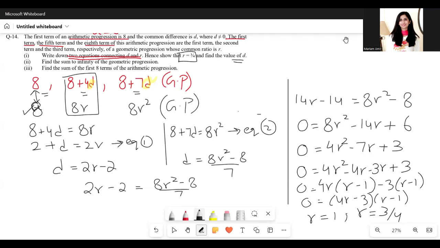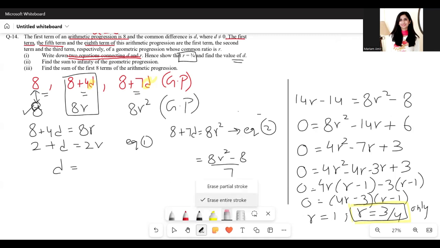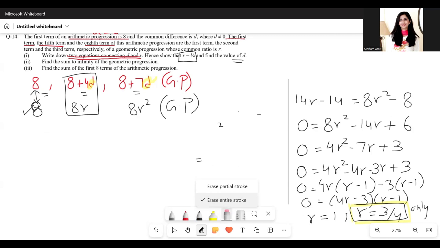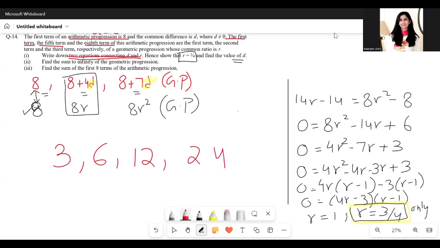We had to show that R comes out to be 3 over 4, so only this is the correct answer. We are going to completely ignore R equals 1. Why is that? R can never be equal to 1 in a geometric progression. Let's look at a simple geometric progression: 3, 3 times 2 is 6, 6 times 2 is 12, 12 times 2 is 24. So the R here is 2, because you're multiplying each term by 2. It can never be 1.